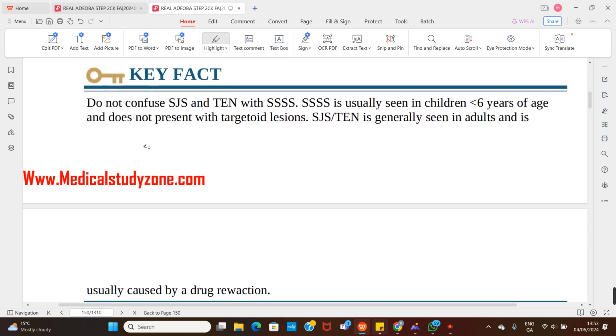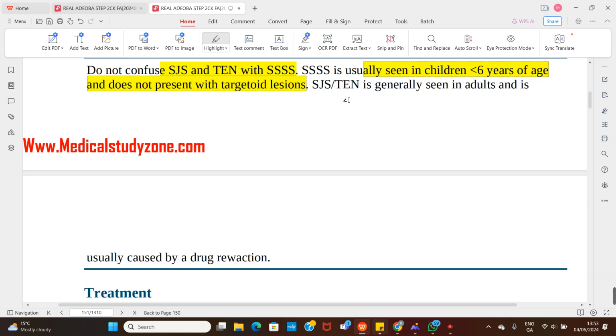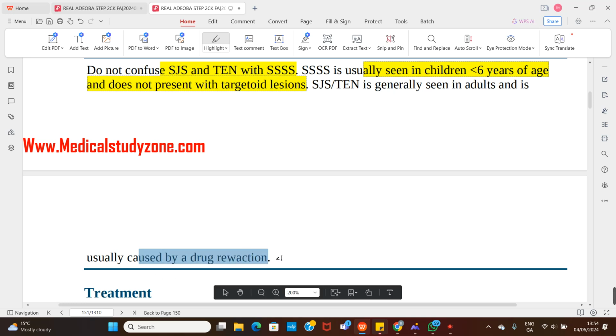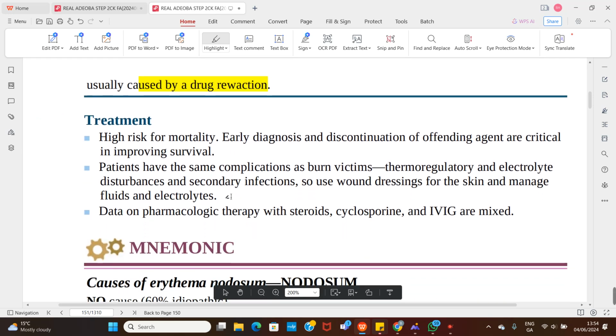So there's a key fact here that further emphasizes that we should not confuse SJS and TEN with staphylococcal scalded skin syndrome, because SSSS is very common in children less than 6 years, and they don't have the targetoid lesions that we can get in SJS/TEN, right? And SJS/TEN is commonly seen in adults and is caused by a drug reaction. So that's very important for us to remember.